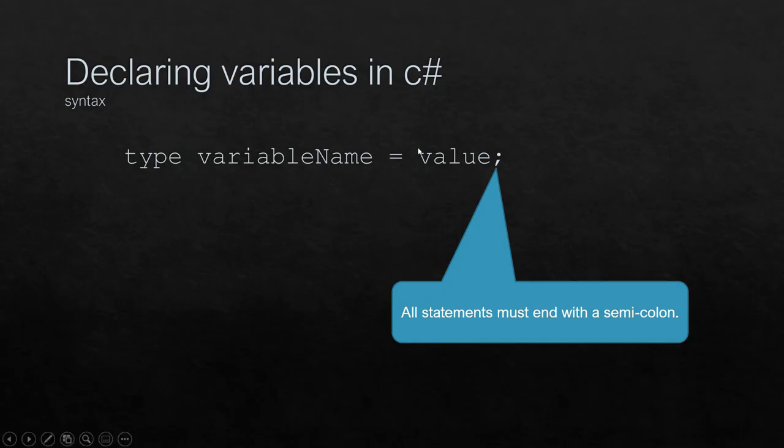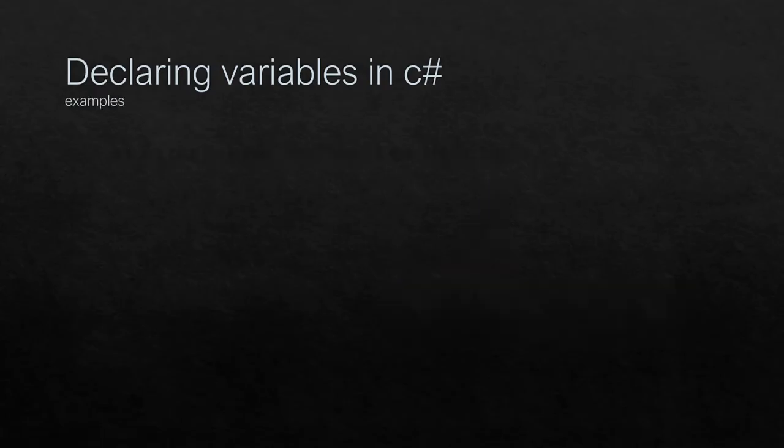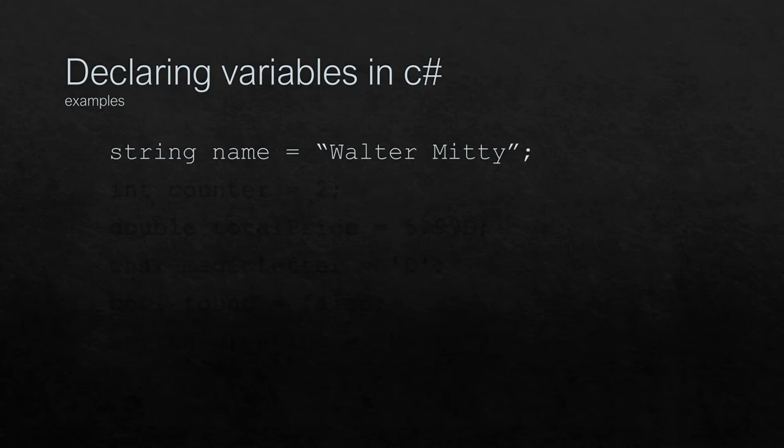Now please note that you don't have to specify a value, because you can simply type the data type, variable name, and semicolon, and that will create the variable, but it won't give it a starting value. Now an example here for C#: string name = "Walter Mitty"; so that will set up a string that can hold a piece of text, and the initial piece of text is Walter Mitty.